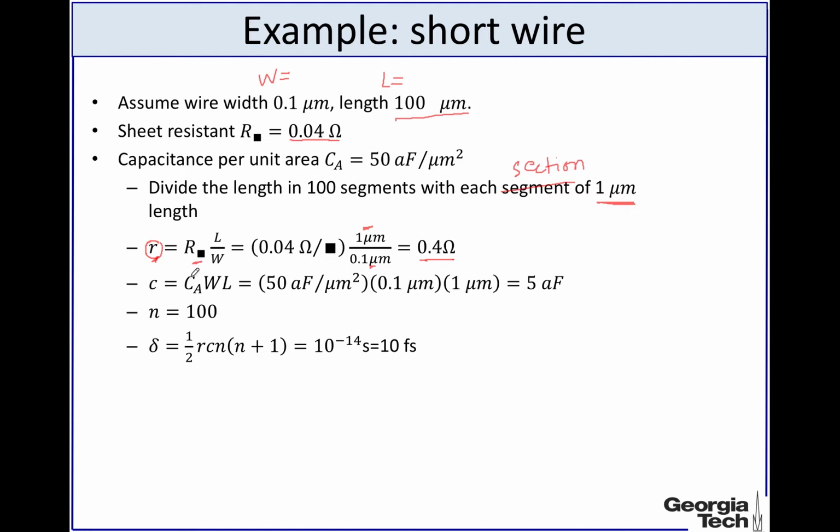And the capacitance is essentially capacitance per unit area multiplied with width and length. So the width is 0.1 micron and length is 1 micron. As a result, the total capacitance comes out to be 5 attofarad. And we had a length of 100 microns and each of the sections was 1 micron, so the total number of sections is 100. And if you plug all the numbers in, then the delay will come out to be 10 femtoseconds. Alright, so remember this number, 10 femtoseconds.